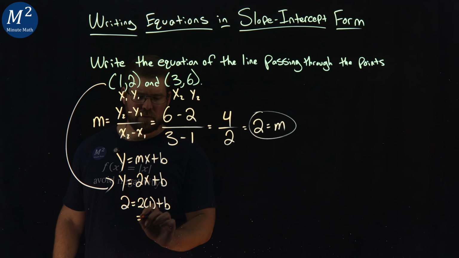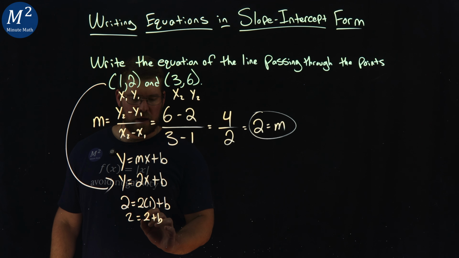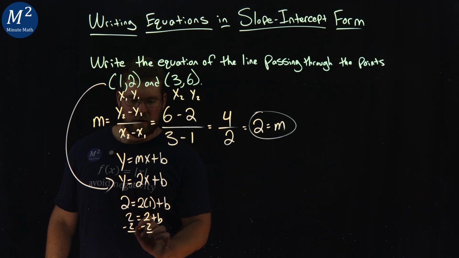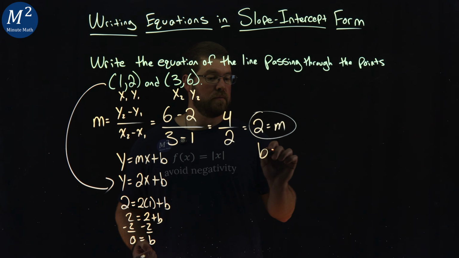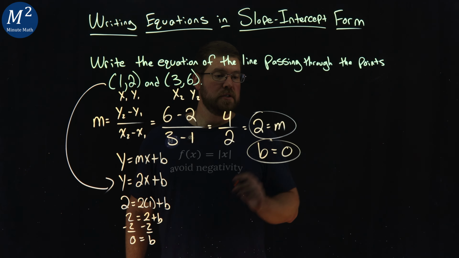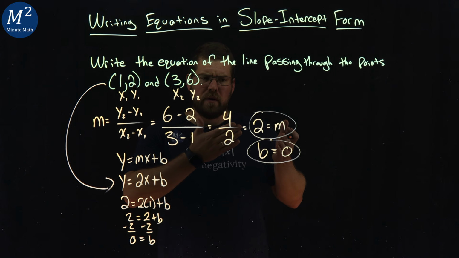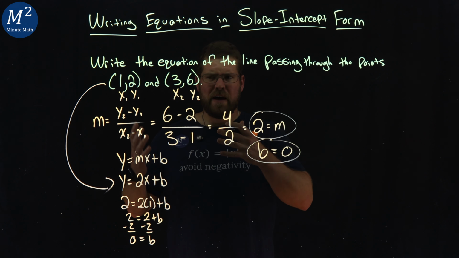2 times 1 is a 2, and subtract 2 from both sides, and we get a 0. And so our b value is equal to 0. So we have our slope and our y-intercept, or we found it.